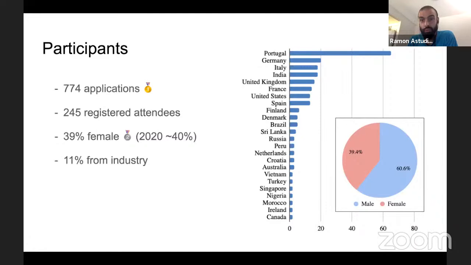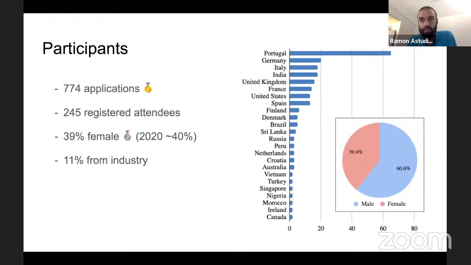At the end, we ended up accepting 245 students, plus people that couldn't come, which is a very small number compared to the number of applications. So you should think that in a sense, you belong to a small set of privileged students that managed to attend the school. Also, one thing that we're very happy about is that the number of female attendees has been increasing steadily. I think last year was a very good year. This year was also a very good year.